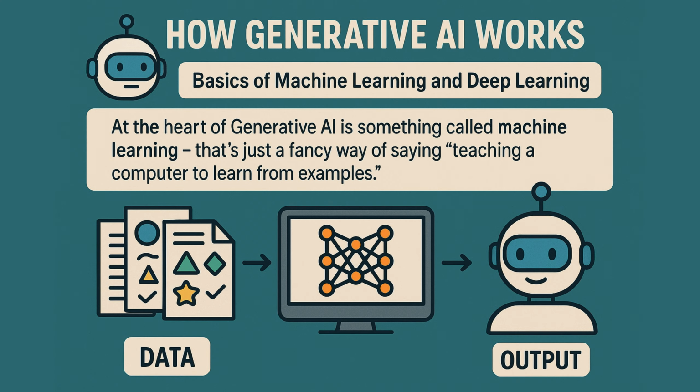Now let's get into the fun part. How does generative AI actually work? Basics of machine learning and deep learning. At the heart of generative AI is something called machine learning. That's just a fancy way of saying, teaching a computer to learn from examples.